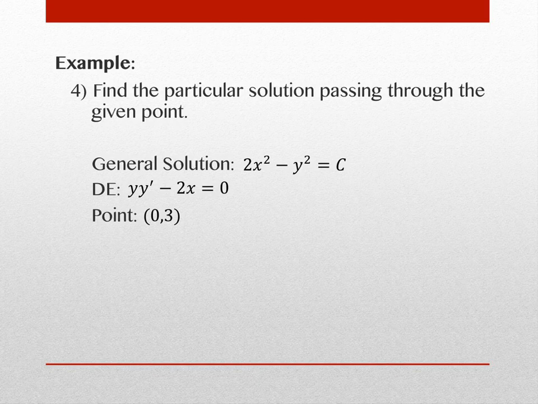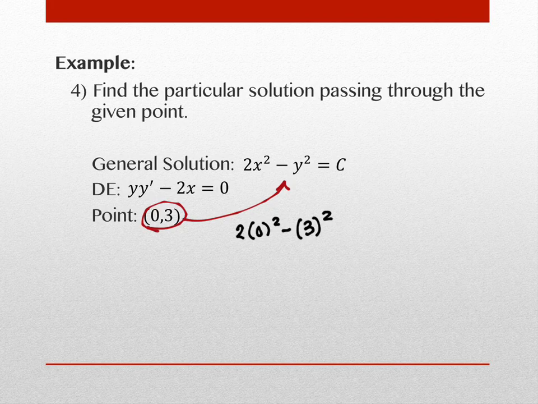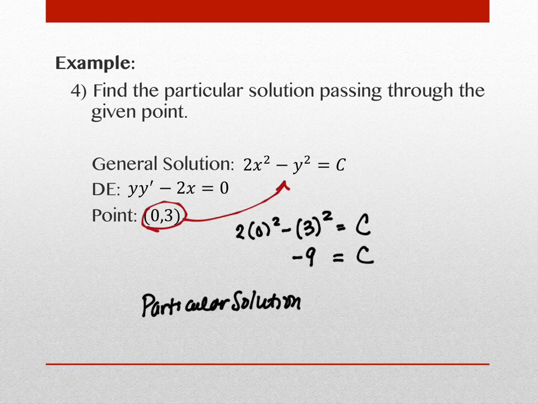So let's take a look what this happens. So we're going to take this ordered pair, just like in Calc 1, and we're going to plug it in. I've got an X value and I've got a Y value, and the only thing I don't know is C, so I should be able to figure out what C is, right? Just a basic substitution problem from an algebra class. So we put in the X value as 0. We put in our Y value as 3. And what does our C value end up being from that? It's negative 9. So our particular solution is 2x squared minus y squared equals negative 9.